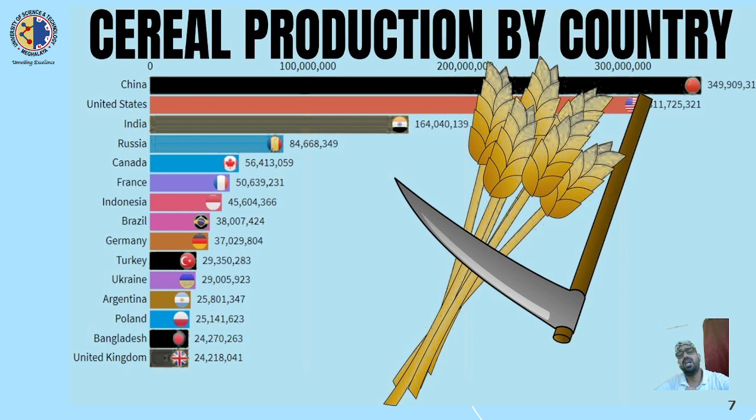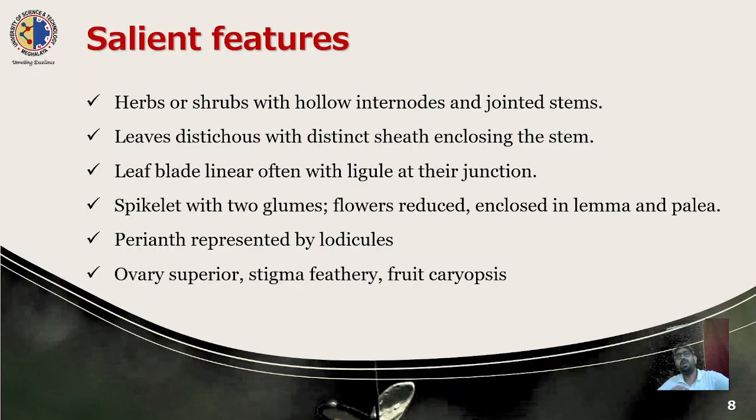In cereal production, country-wise, China is the largest producer of these cereal crops, followed by the United States, and our country is in third position. So India is the third largest cereal producing country of the world. Now some of the fascinating, important characteristics or salient features of this family.